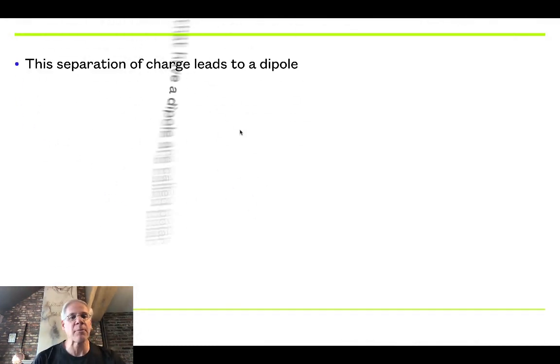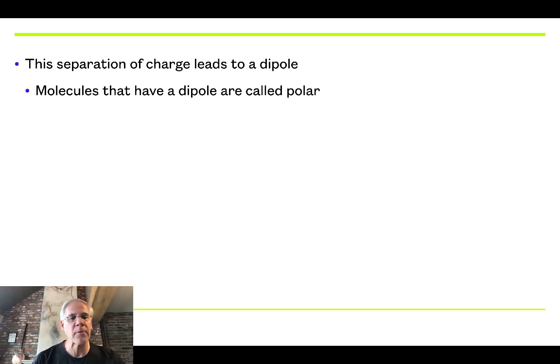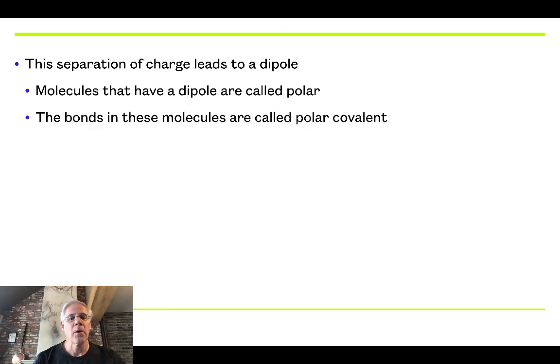So we mentioned that the separation of charge leads to a dipole. If you have molecules that have a net dipole, we say that they are polar. If you have shared electrons between two atoms, then you have a covalent bond. And if that covalent bond has that difference in electronegativity, then we say that bond is polar covalent. And if a bond is polar covalent, it's going to have that delta minus and that little delta plus.